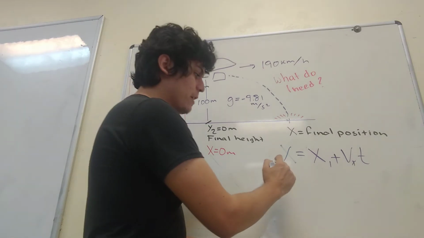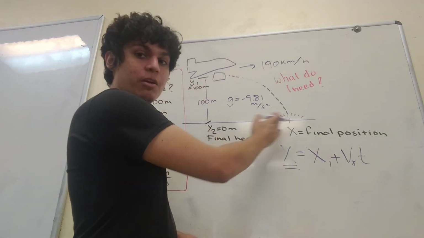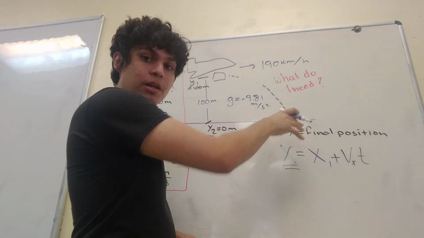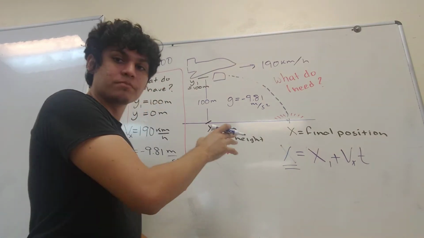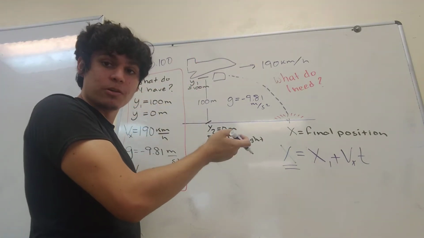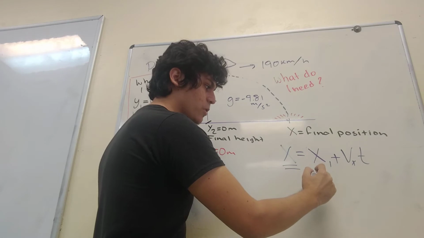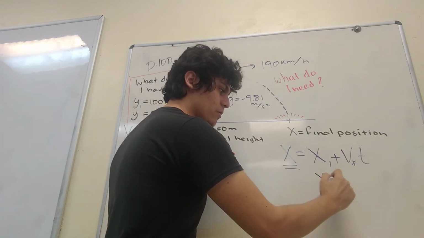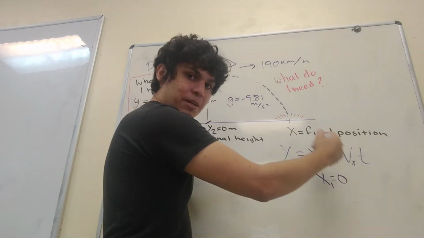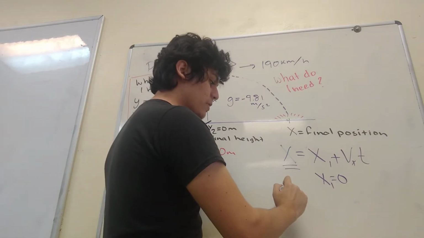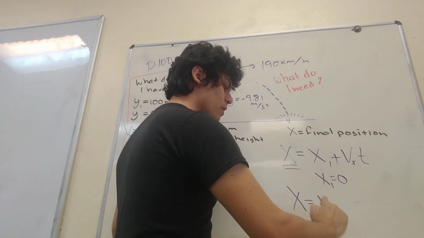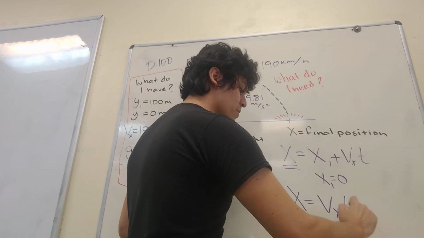Where is the final position of this bale of hay? Well, I don't know where it's going to end up. Where did it start? Well, we can consider where it started to be 0, and then you can just say that x1 is equal to 0. So you just forget about this first term right here. And so you write x is equal to velocity in the x direction times the time.